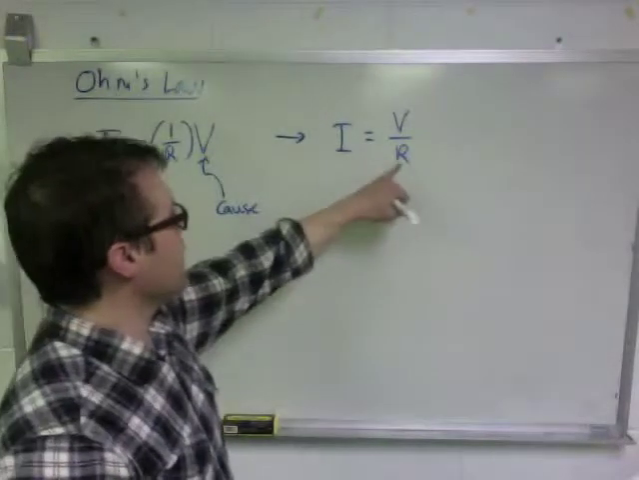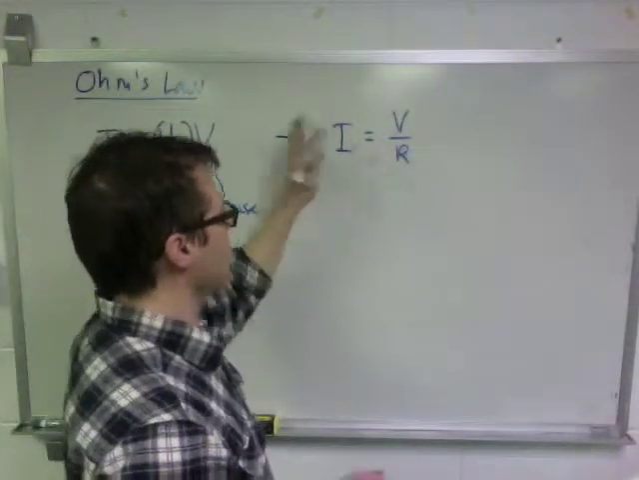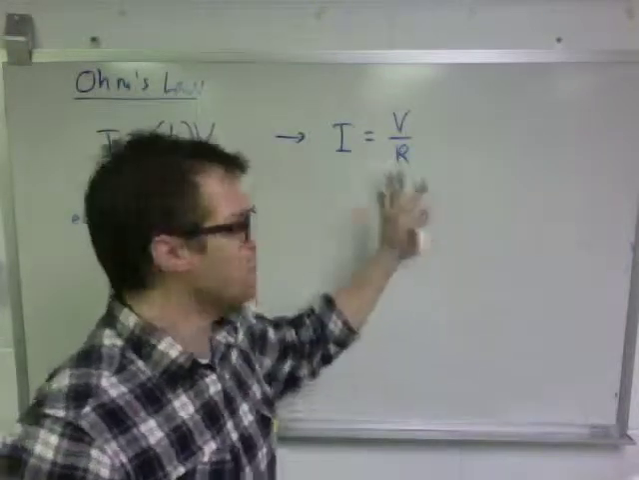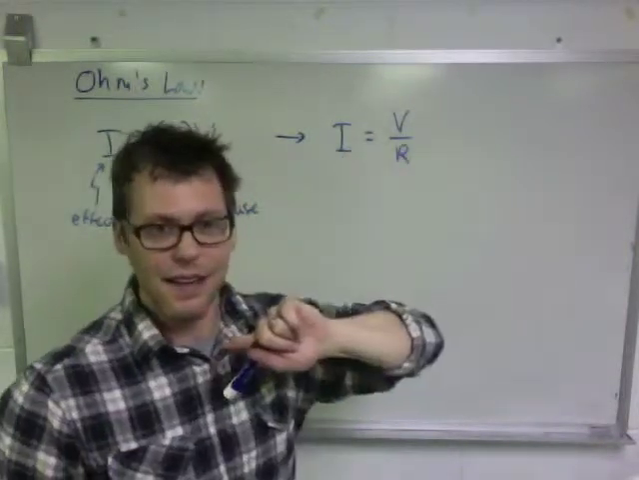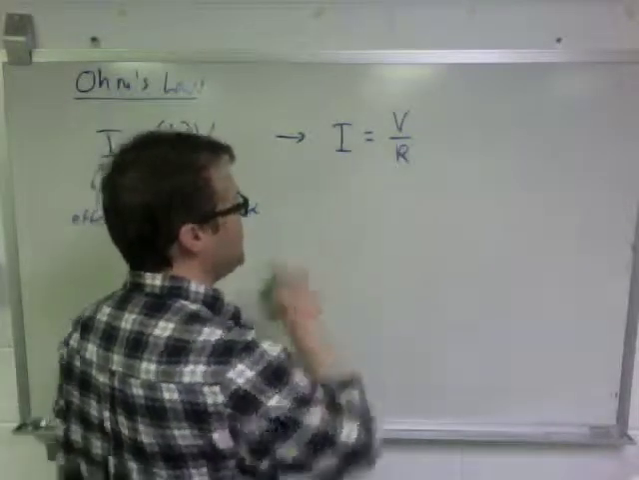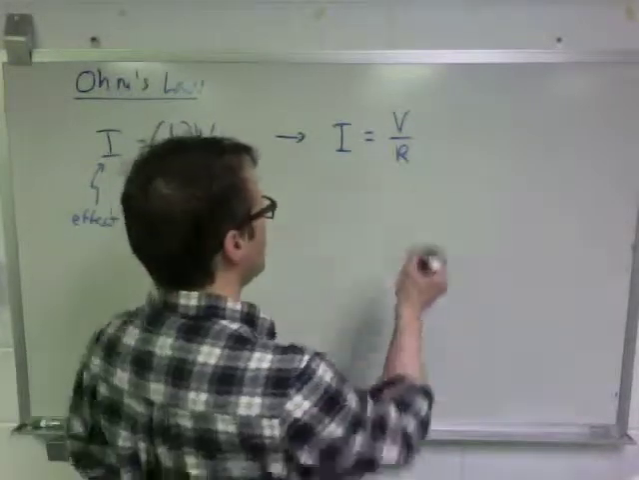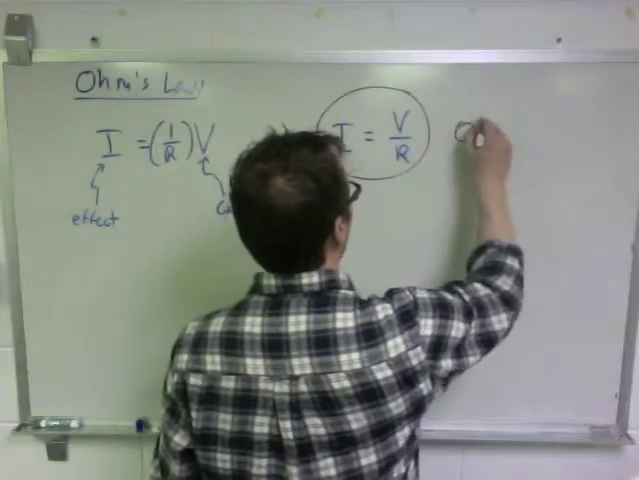Your book, I think, introduces this equation as V equals IR, but it's the same equation. I just write it this way to show that this is the dependent variable and this is the independent variable. As I change V, I get different I's, right? And so this, in fact, has a name. This is called Ohm's Law.